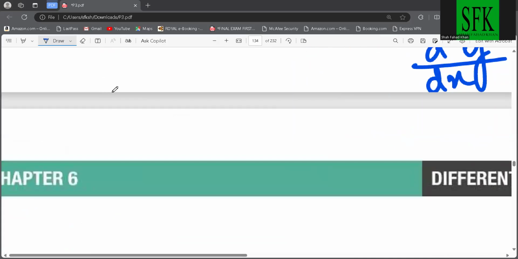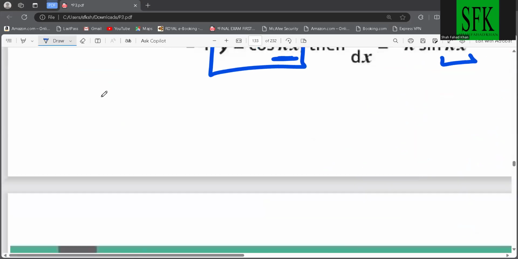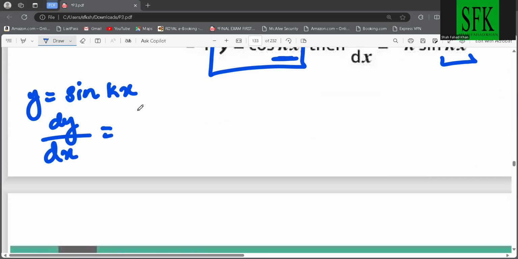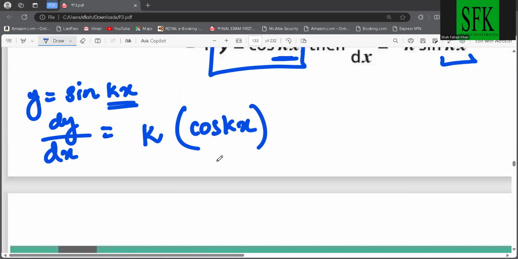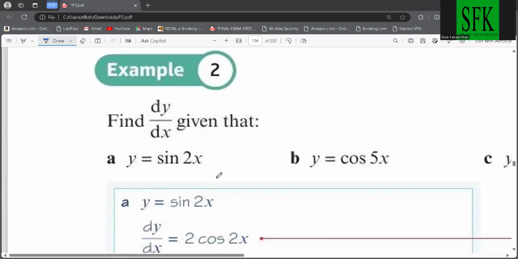If you have to differentiate sine, for instance, you have this trigonometric function given y equals sine kx, and you need to find the differential of sine kx, what you're going to do is first differentiate the trigonometric function. It's going to be cos kx, right? And then multiply this by the differential of whatever is inside. So you have kx inside, so you multiply it by k. So you are left with k cos kx. Simple as that.